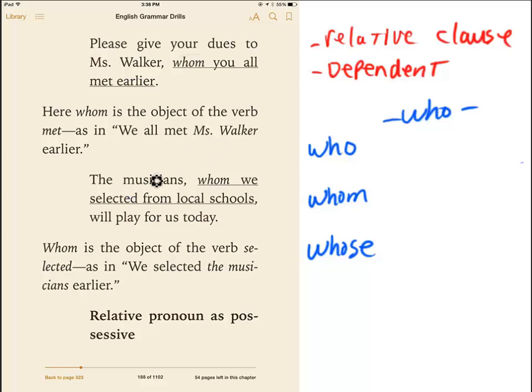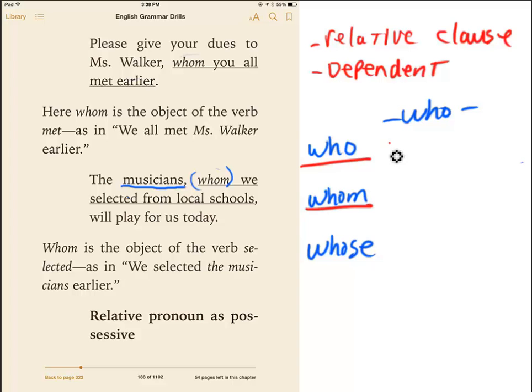The musicians whom we selected from local schools will play for us today. The musicians, obviously we're dealing with humans, so we must use who, whom, or whose. Whom we selected. Did the musicians select, or were they selected? Well, the musicians were selected. So whom is the object of selected. Whom is not selecting anybody. They were selected. So the action is happening to the object. That's how we decide when to use who or whom.